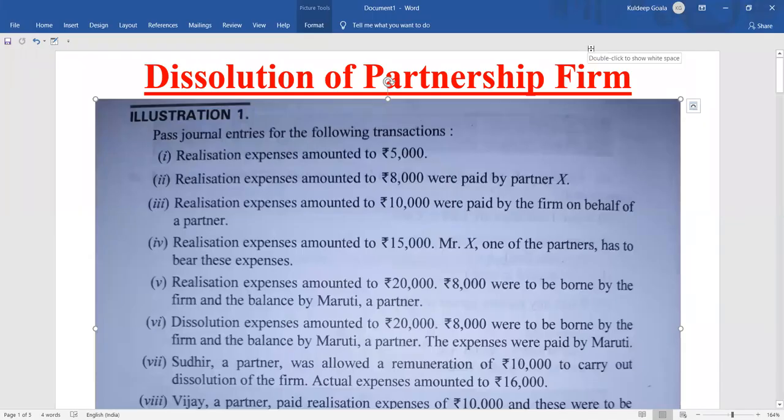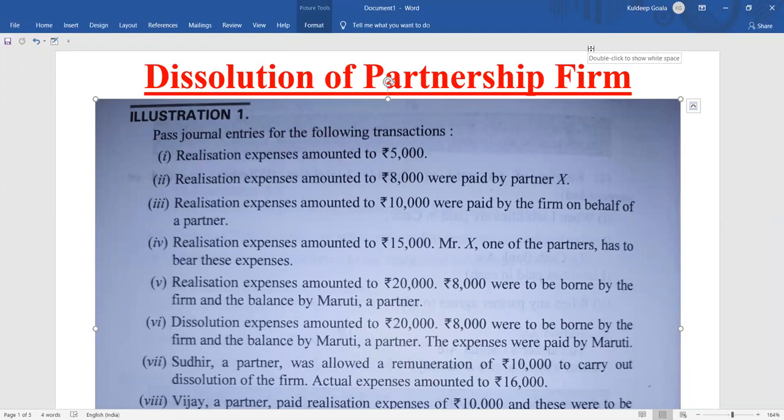Once again, we are going to continue with the chapter that we started in the previous video, that is dissolution of partnership firm. In the first video, I discussed the journal entries that are required to be passed in the realization account and the items that are related to the realization account, right? Today, I am going to take up a practical question, where we'll see how the journal entries are passed in a practical situation.